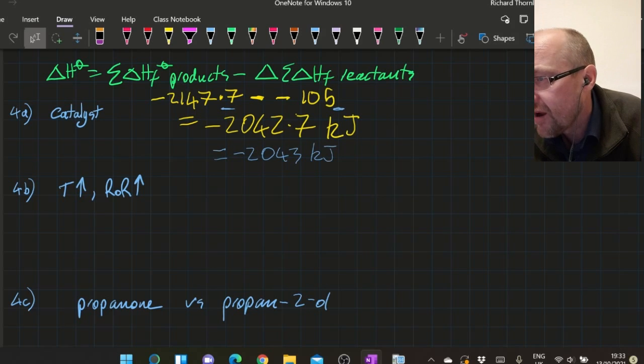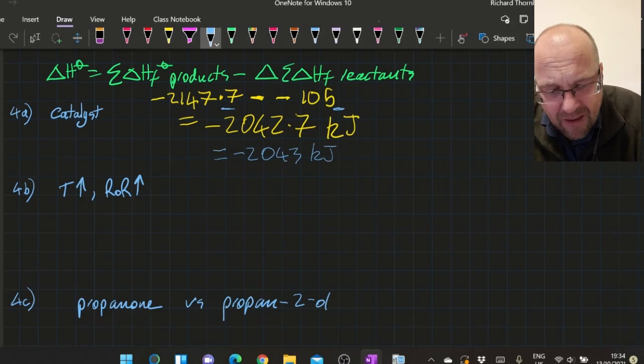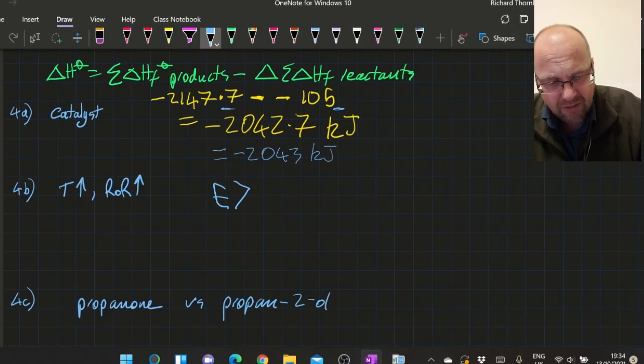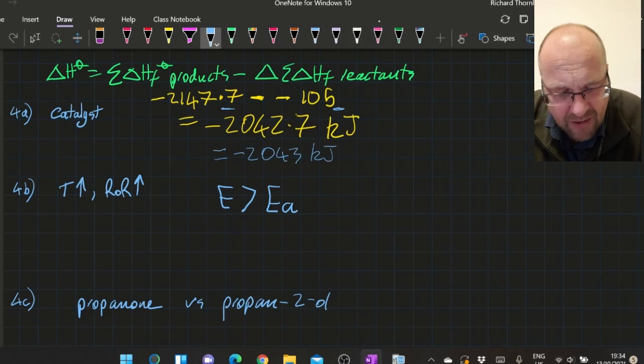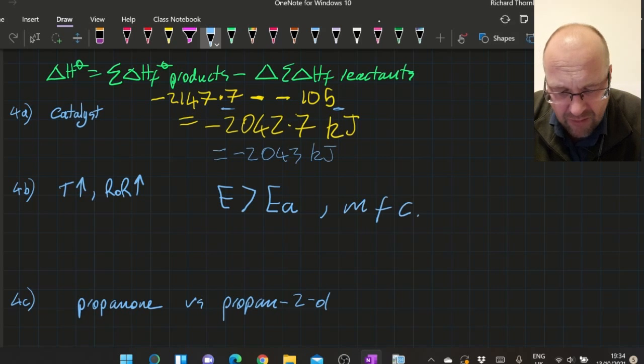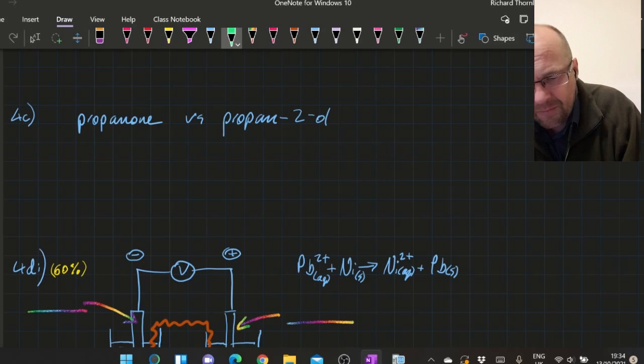More collisions per unit time. And greater proportion of molecules with energy greater than activation energy. There we go. So more of them have energy greater than activation energy. You'd have to write that down. And more frequent collisions. Okay. Next up, 4C. So propanone is a ketone.